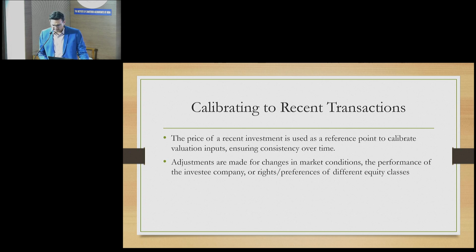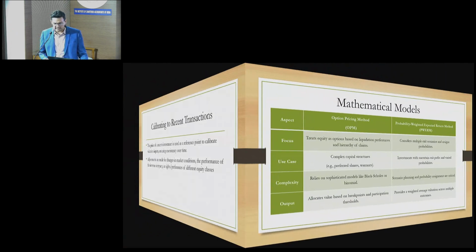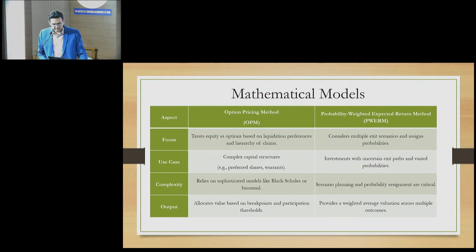Then moving next, there could be mathematical models. So what is a mathematical model? We will split into two parts. One is OPM and one is the probability weighted expected return method. So when we speak about OPM, or option pricing method, it is more relevant with respect to the Black-Scholes method and binomial methods. So these are typically used when an AIF has invested into some portfolio companies and it has a complex capital structure, right? So let us share an example.